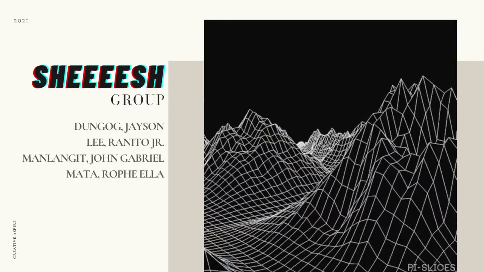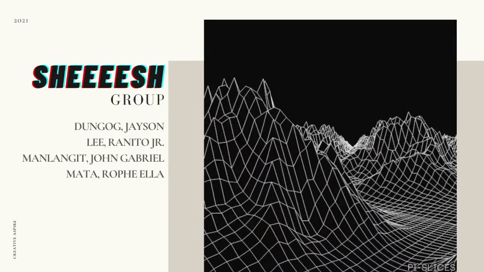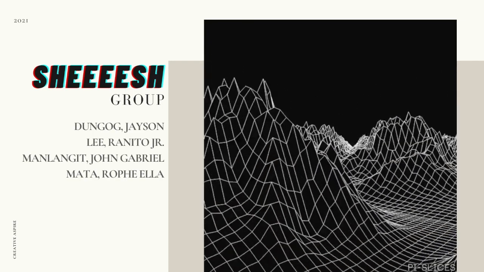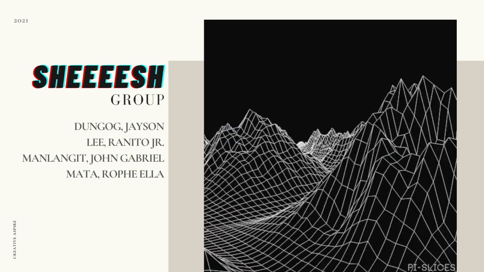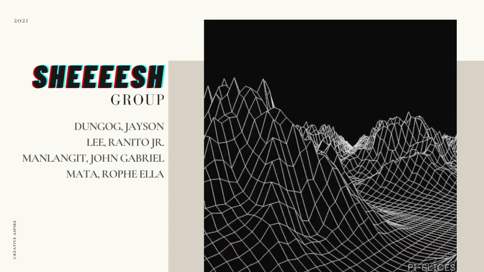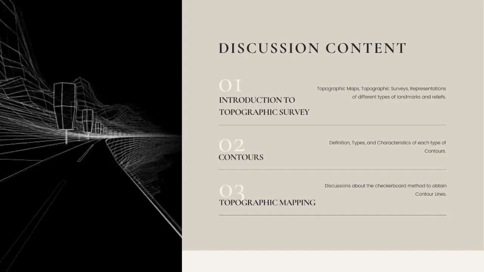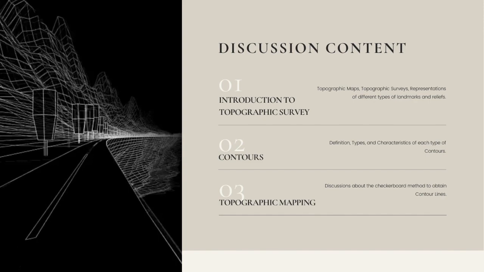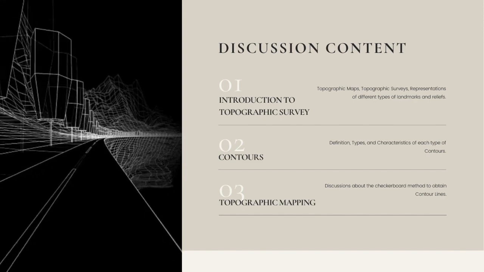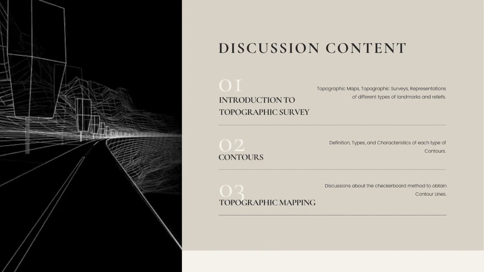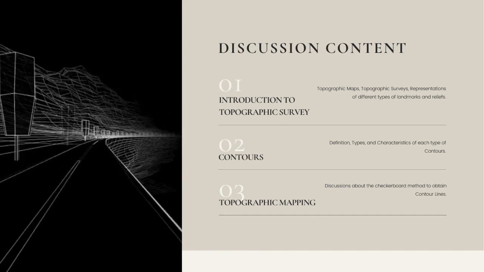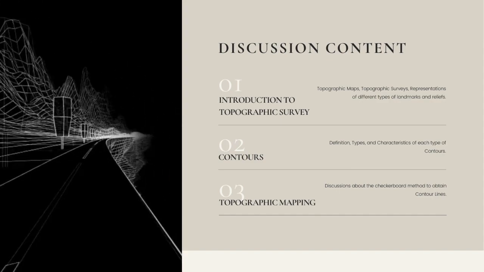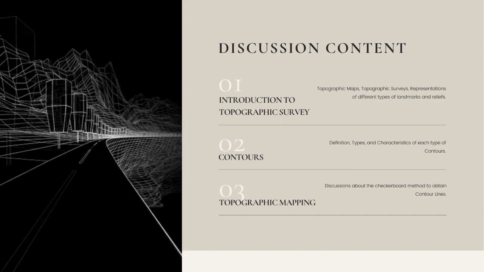My name is John Gabriel Amanlangit. Here with me to discuss topographic surveying are Dongog Jason, Lee Ranito, and Mata Rafaela, and we are the group Sheesh. Here is the discussion content that will be discussed in the video, starting with introduction to topographic survey, which will be discussed by me, contours, which will be discussed by Ella, and topographic mapping, which will be discussed by Jason and Renito.